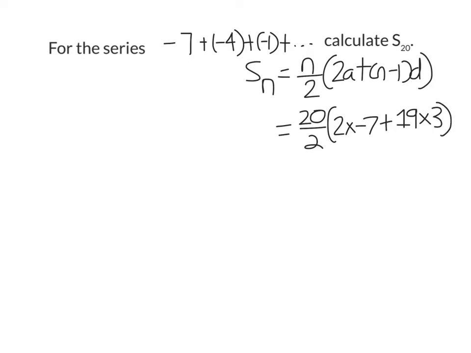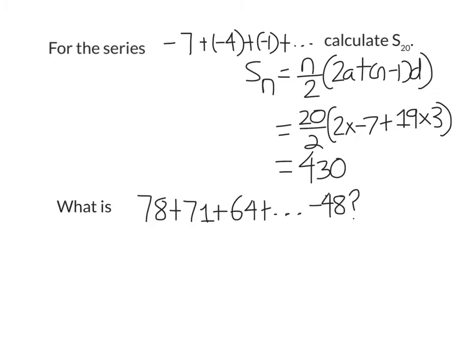So this will be the sum of all of those 20 numbers. Putting that on your calculator, you get 430, which is much quicker than going to your calculator and doing -7 plus -4 plus -1 and so on. So let's try this question here, which is a little bit harder.